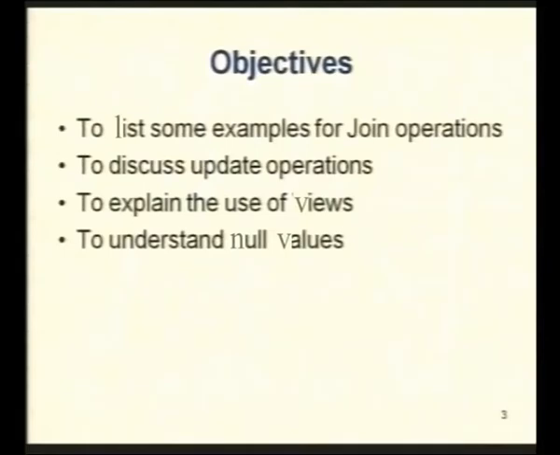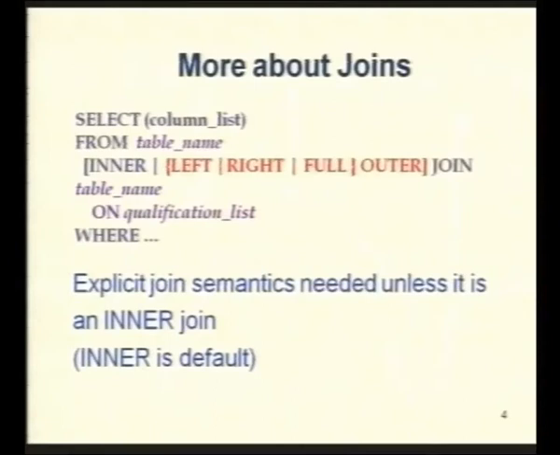Then we are going to look at some update operations. Then we are going to explain the use of views and what are null values as related to relational databases. So let us start with joins. When you look at join, you have different types of join like inner join, left join, right join, full join, outer join. Left outer, right outer, full outer, you can have different types of join.